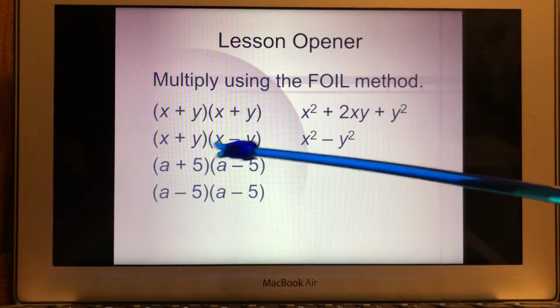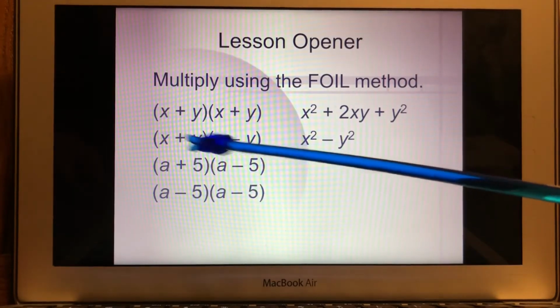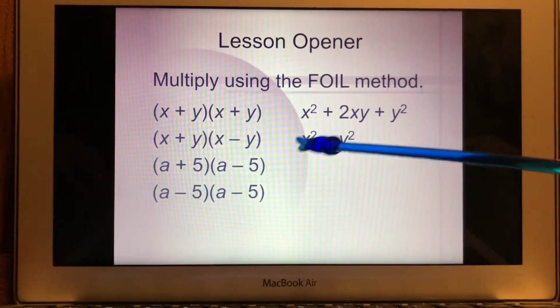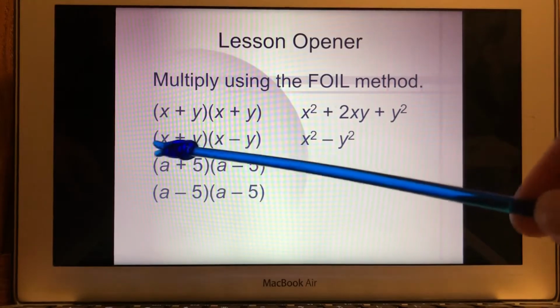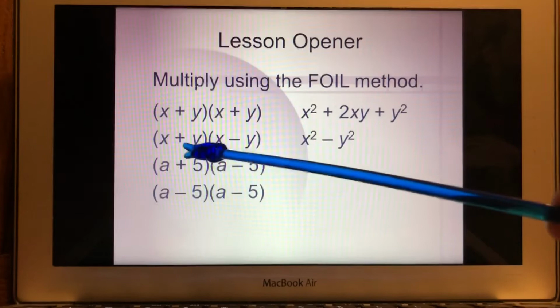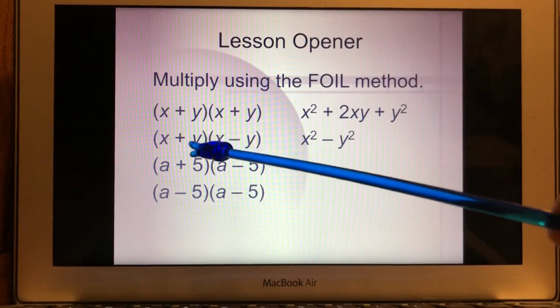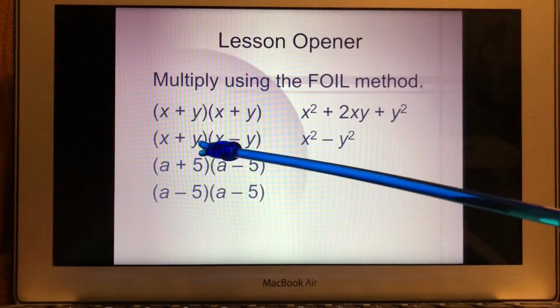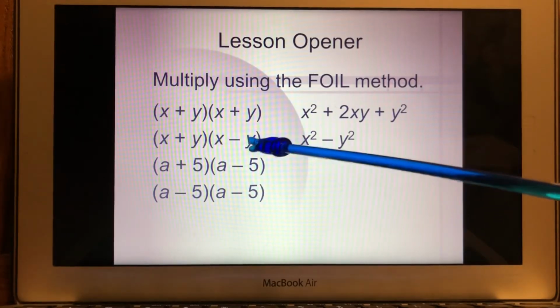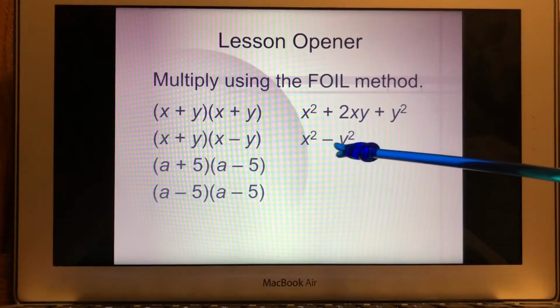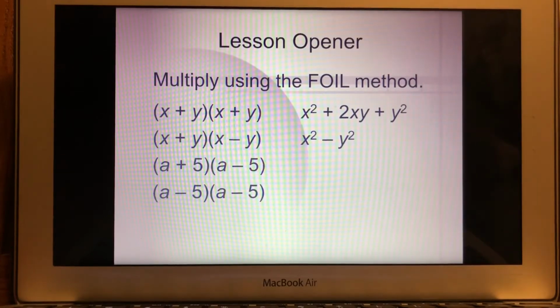In this one, we have an x minus y. So if we multiply the first terms, x squared, the outside term is negative xy, and the inside terms give me positive xy. So what happens with that? That just cancels out to be 0. And then all we're left with is y times negative y, which gives me minus y squared.